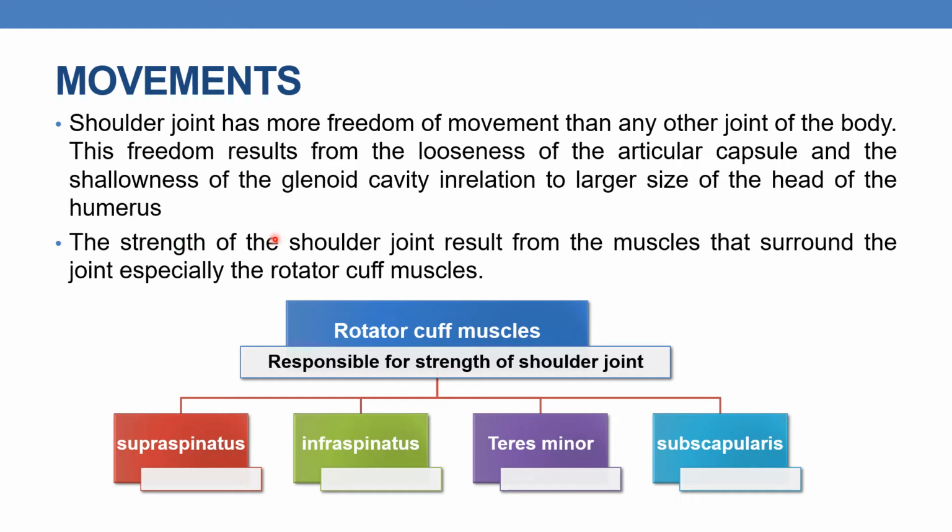And the strength of the shoulder joint results from the muscles that surround the joint, especially the rotator cuff muscles. So there are four rotator cuff muscles. They work as a group in order to strengthen the shoulder joint. They are supraspinatus, infraspinatus, teres minor and subscapularis. These are the four rotator cuff muscles that are responsible for the strength of the shoulder joint.